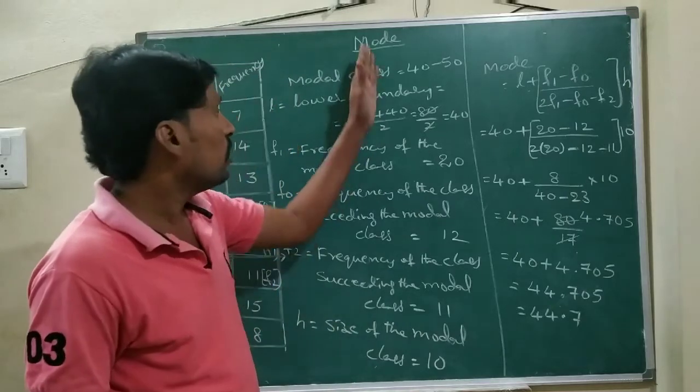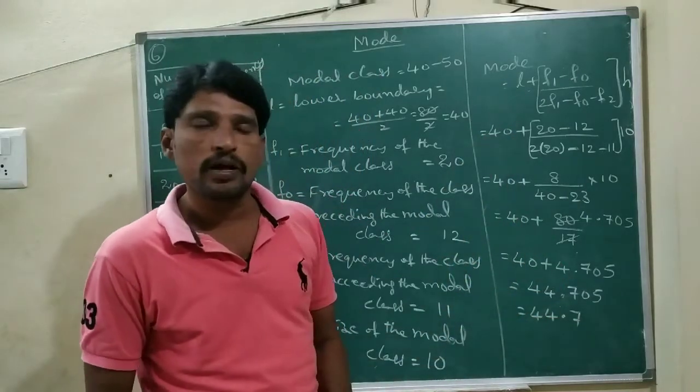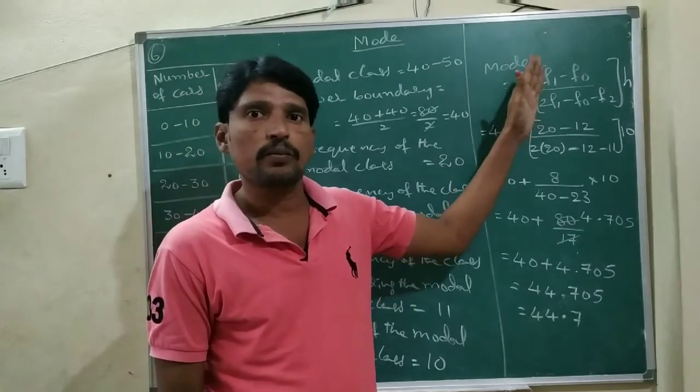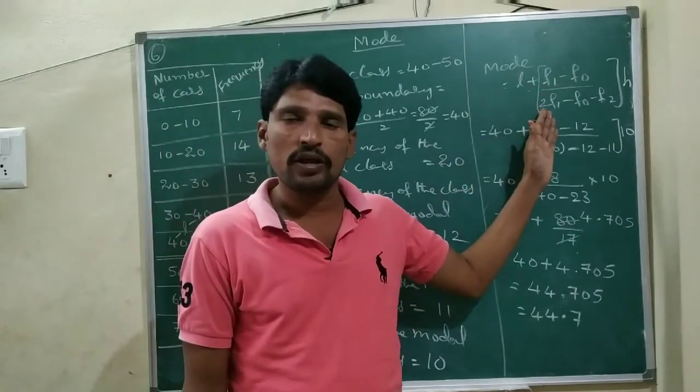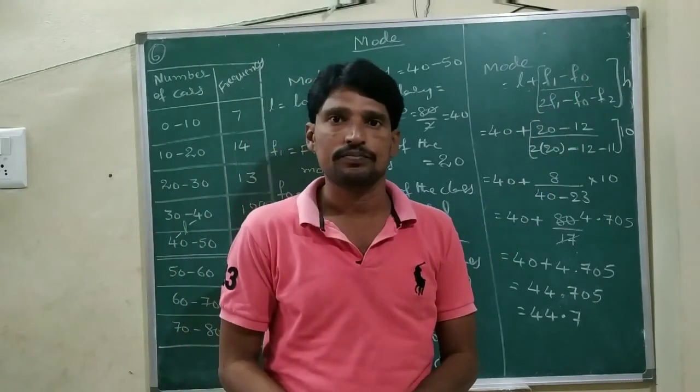So here we got the mode as 44.7. We used the formula L plus (F1 minus F0) by (2F1 minus F0 minus F2) into H.